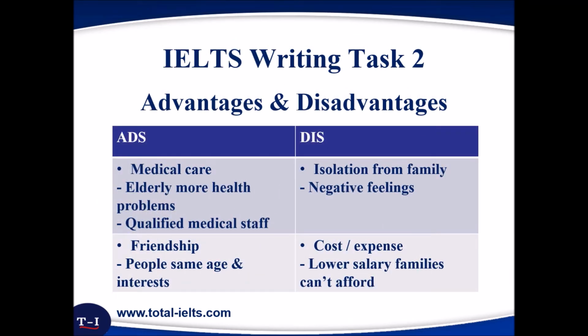Here, for example, an advantage could be medical care, because elderly people have more health problems and these institutions have qualified medical staff. Another advantage could be friendship, because people of the same age and interests live there. A disadvantage could be feelings of isolation from the family, and this in turn would cause negative emotions. Another disadvantage could be the cost or expense. For example, lower salary families can't afford private institutions.